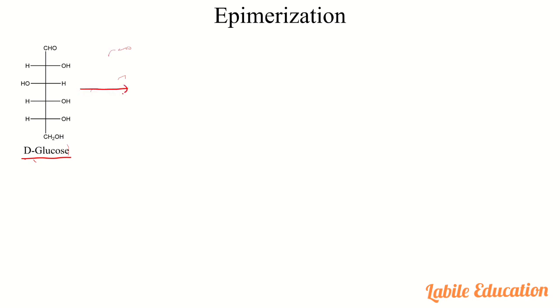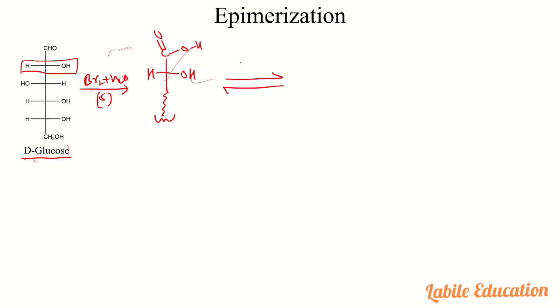In epimerization, the first step is mild oxidation, like with bromine water. So here the CHO group, the aldehyde group, will be oxidized, and because we are going to change this configuration, we can show only this configuration, and the rest of the molecule we can draw like this. The next step will take place in the presence of a weak base like pyridine.